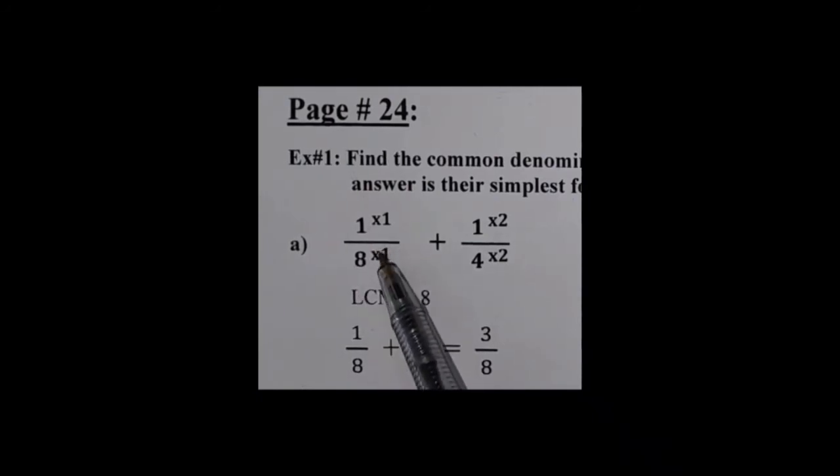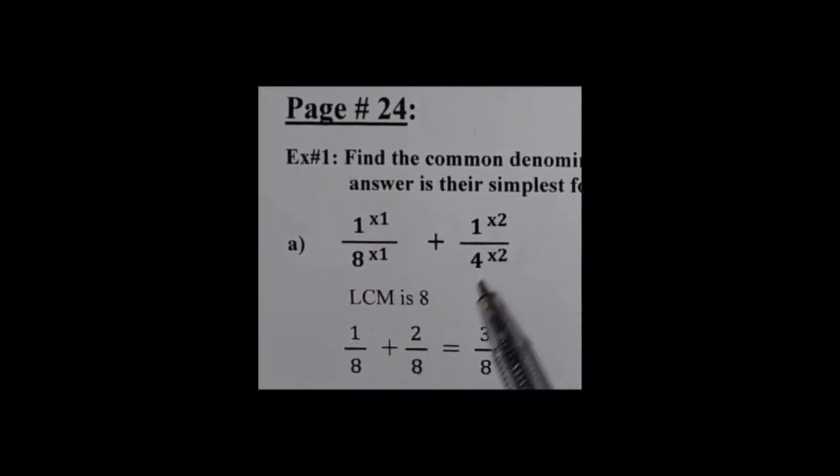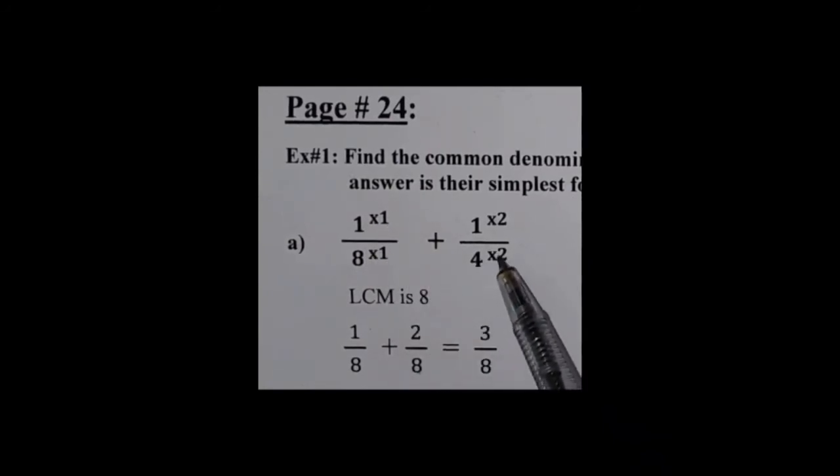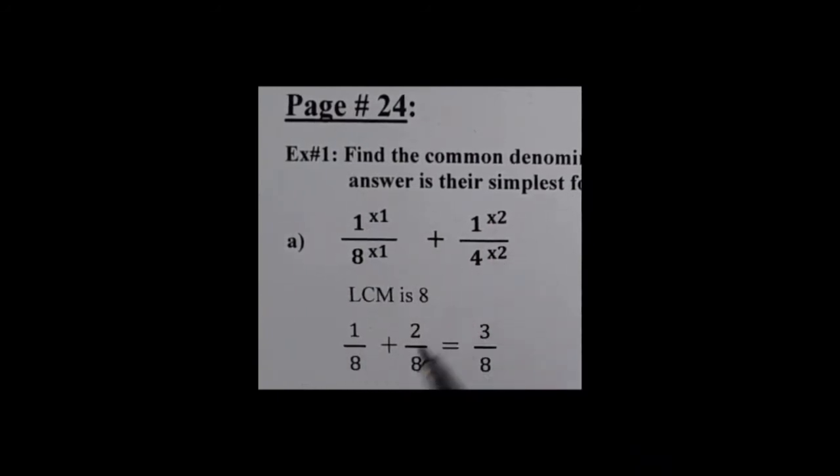Means 8 multiply 1 is 8 and 4 multiply 2 is 8. Now we will multiply the numerator with the same number, 8 multiply 1 and 1 multiply 1. 4 multiply 2, that's why we will multiply 1 by 2. 8 1s are 8, 1 1s are 1, 4 2s are 8 and 1 2s are 2.